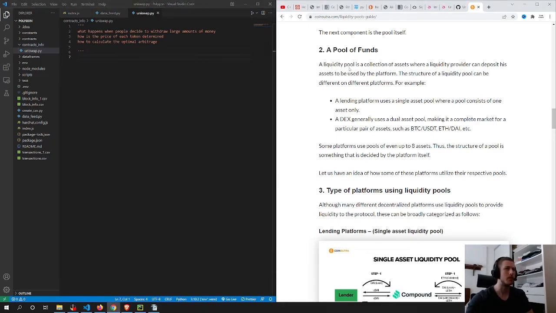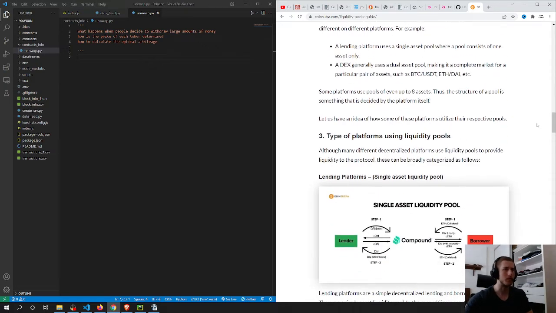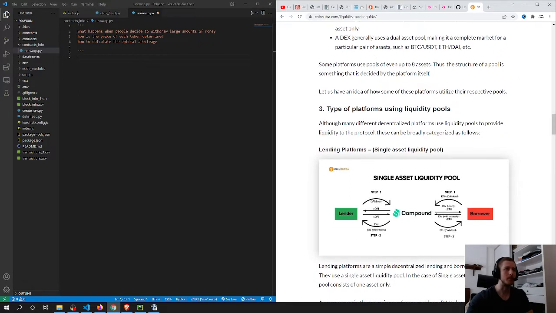A pool of funds, a liquidity pool, is a collection of assets where a liquidity provider can deposit his assets to be used by the platform. The structure of a liquidity pool can be different on different platforms. A lending platform uses a single asset pool, where a pool consists of one asset only. A DEX generally uses a dual asset pool, making it a complete market for a particular pair of assets. Some platforms use pools of even up to 8 assets. Thus, the structure of a pool is something that is decided by the platform itself. Let us have an idea of how some of these platforms utilize their respective pools.